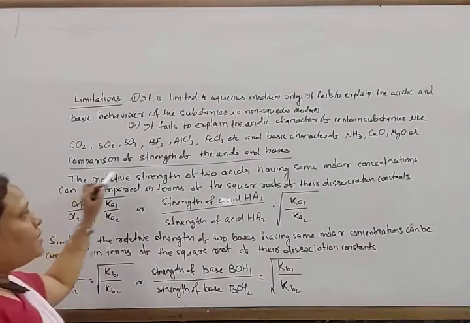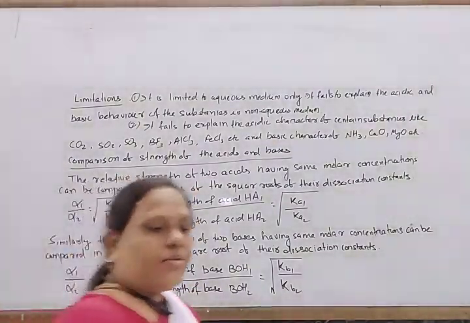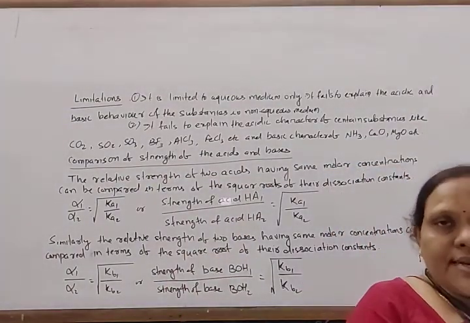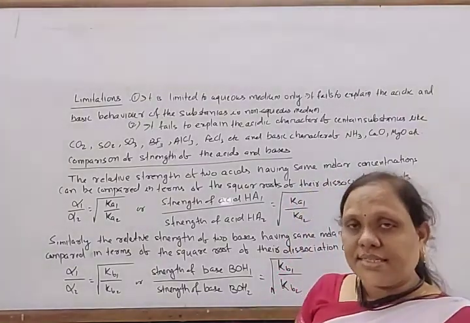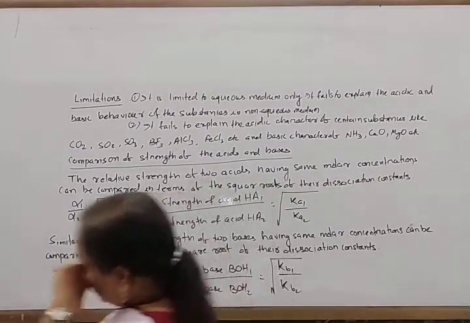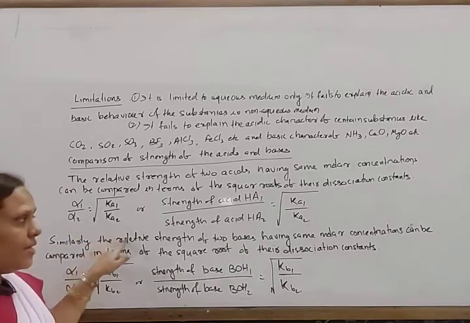Okay. Comparison of the strength of acids and bases. According to Arrhenius theory, acids give H plus ions and bases give OH minus ions. In this way, we can compare the acidic strength from their dissociation constant values. It is alpha 1 by alpha 2 equals the square root of Ka1 by Ka2.